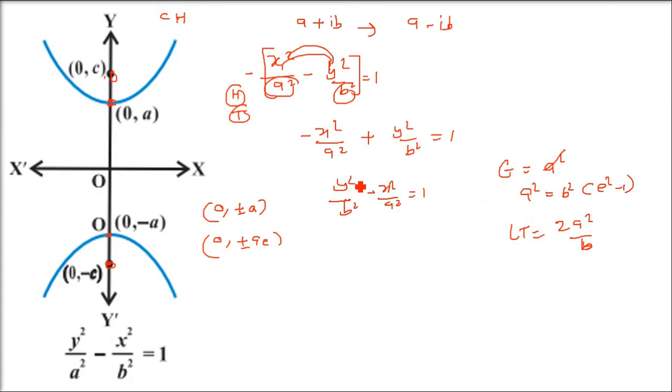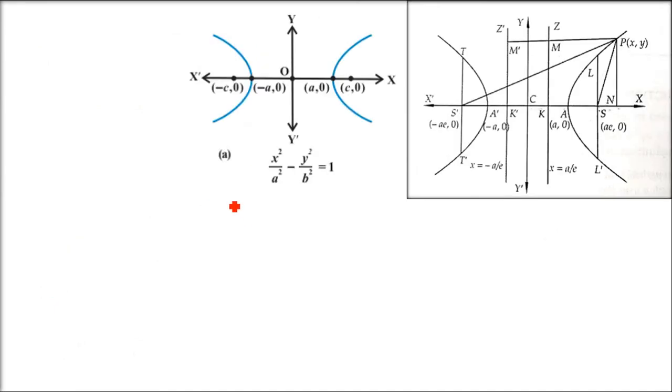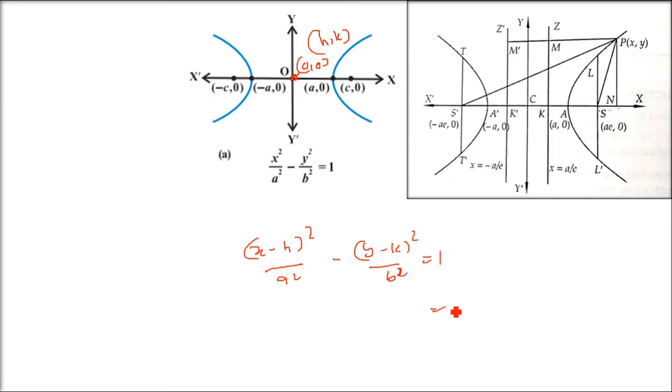One more thing: what if the center is not 0, 0? How about a hyperbola not having the center at 0, 0, but at some point (h, k) which is not 0, 0? How are you going to write the equation? (x minus h) whole squared by a squared minus (y minus k) whole squared by b squared equals 1. This is all about the hyperbola.